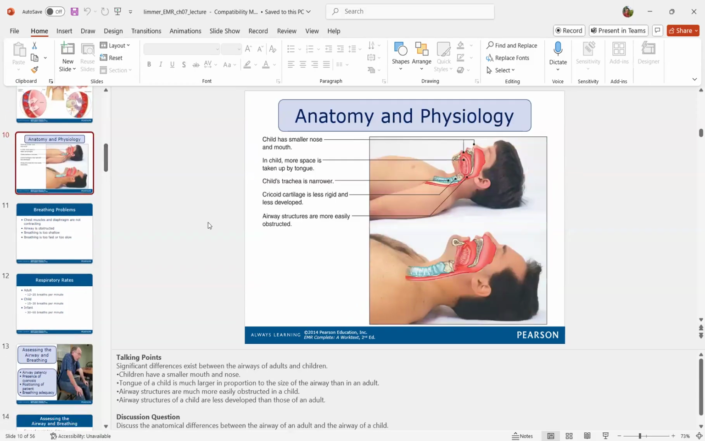Adults and children, a little bit of a difference between them. Children do have a smaller mouth and nose. The tongue is larger in proportion than the adult because we kind of grow into our tongues. Airway structures are more easily obstructed. And they're just not as developed as we are. So their trachea is narrower. The cricoid cartilage in our neck is less rigid and less developed, so things get stuck in there more often. And it becomes more easily obstructed. So you can see the tongue. This would be the tongue right in here on the adult. It's about the same size as it is on a child. So it just becomes more obstructed easily.